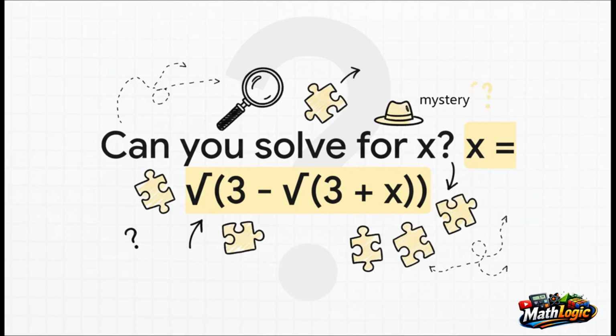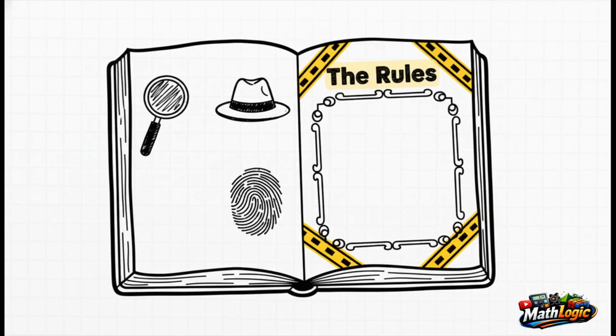Yeah, I know, at first glance it looks like a total monster, right? You've got square roots nested inside other square roots. But just like any good detective story, the most important clues are usually hidden in plain sight. So, before we just start trying to solve this thing, we need to lay down the law. We need to establish the rules of the case.